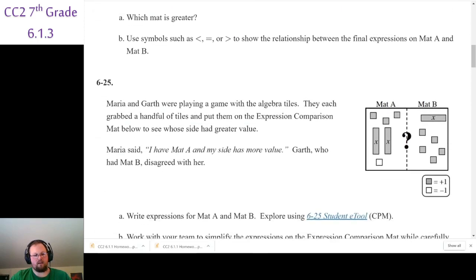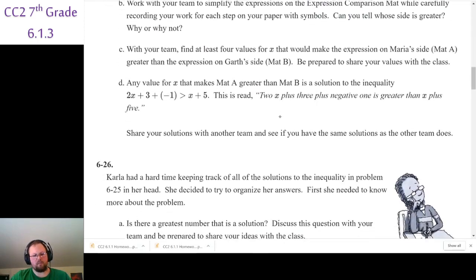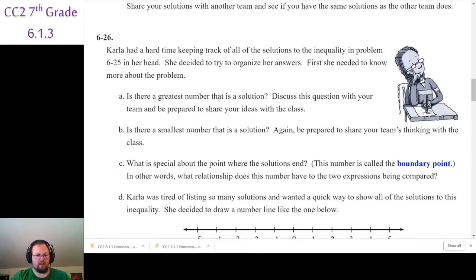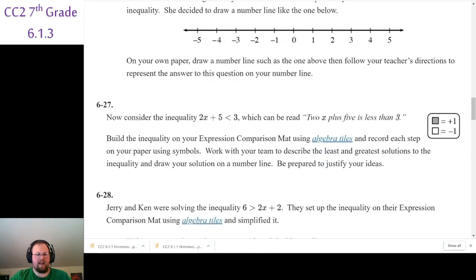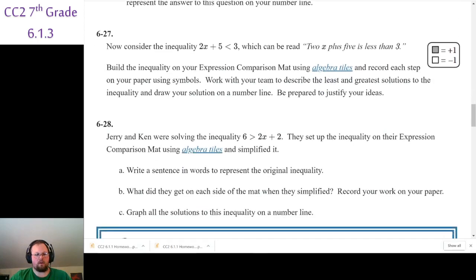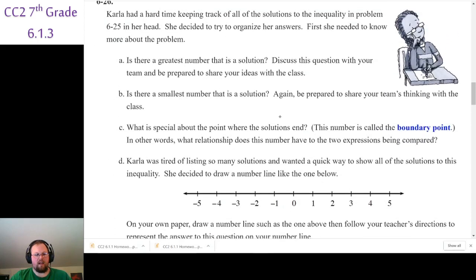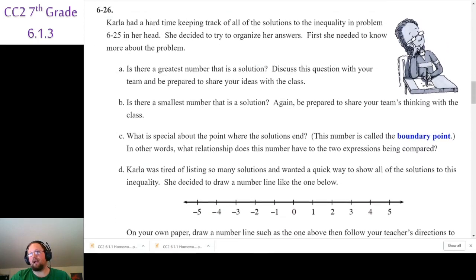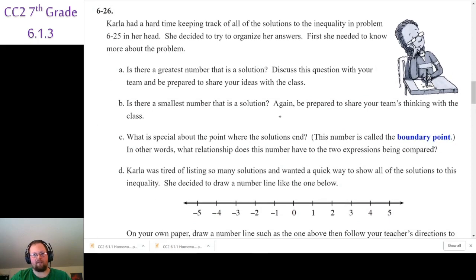Now, there's a lot of stuff in here about algebra tiles and which one is greater than and which one is less than. And overall, what I want you to consider is the fact that you will be using number lines. You will have to use a number line to determine where this problem is true or what is a solution to this.